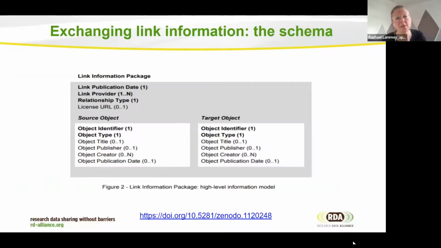For those of you who aren't really familiar with the Scholix schema, the simplest way that I tend to look at it is that it's a link between a source object, so maybe a Crossref DOI, and it links to a target object, so maybe a DataCite DOI that's been registered for a data set. And then there's a way to describe the information that exists between those things.